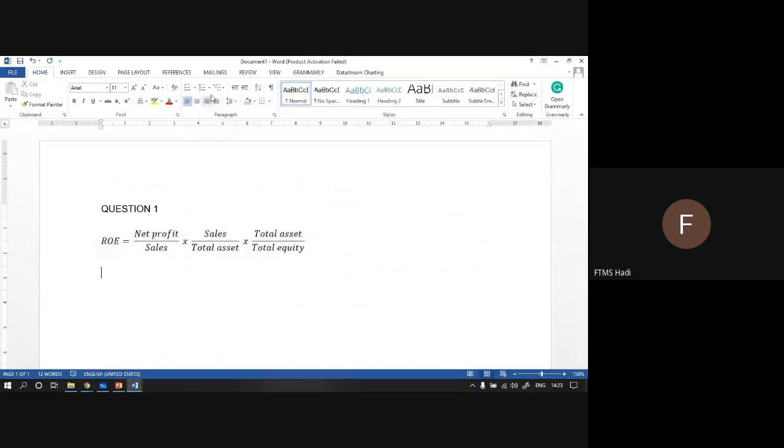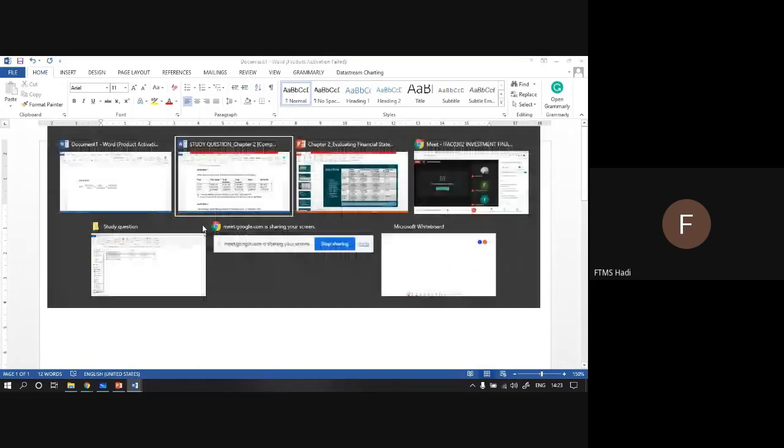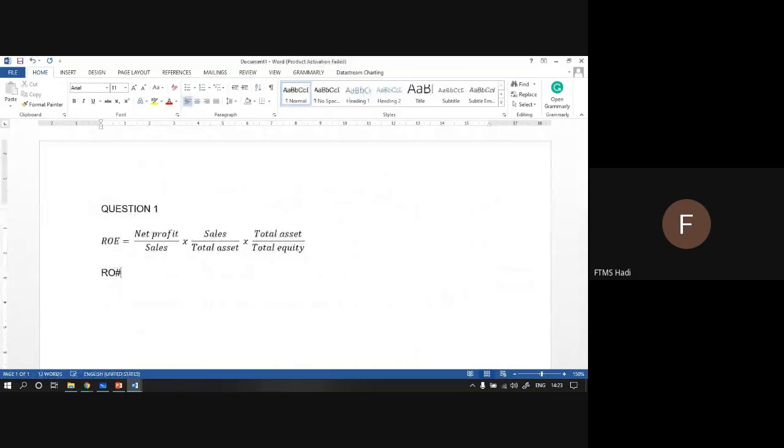Okay, so the first one is ROE for 2015. I just put here ROE 2015.